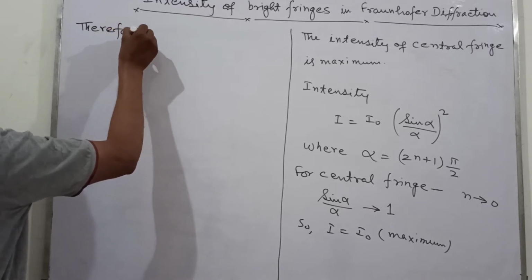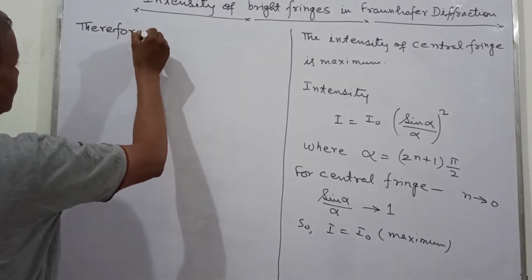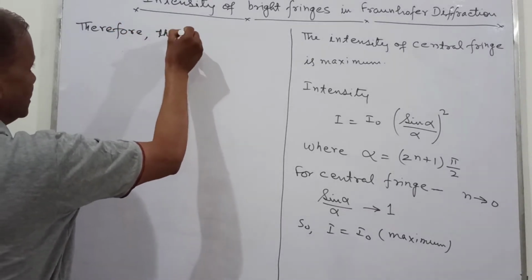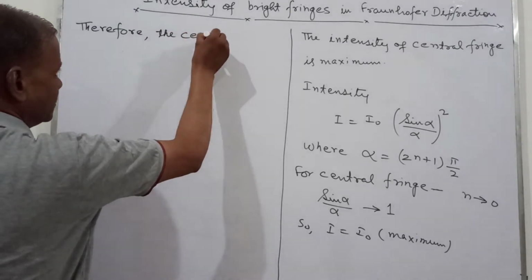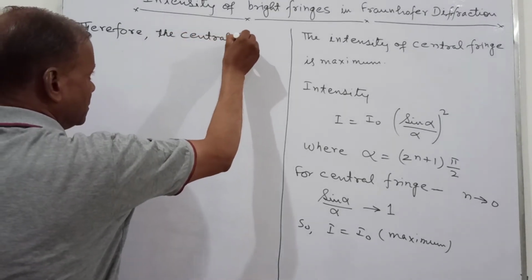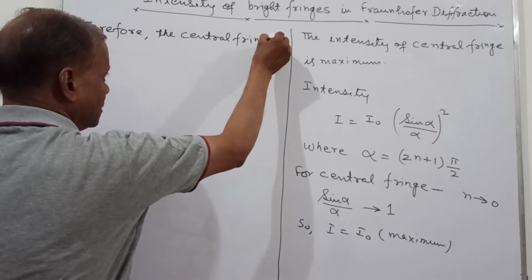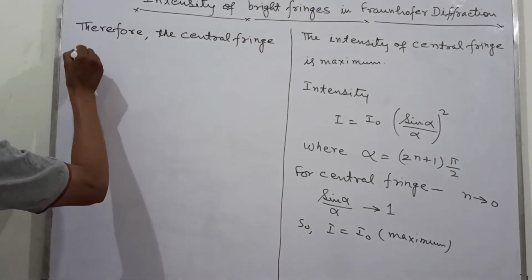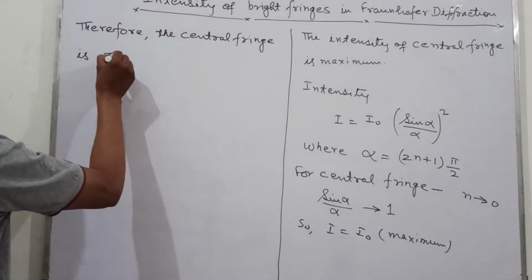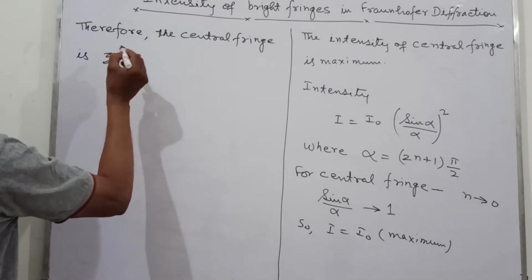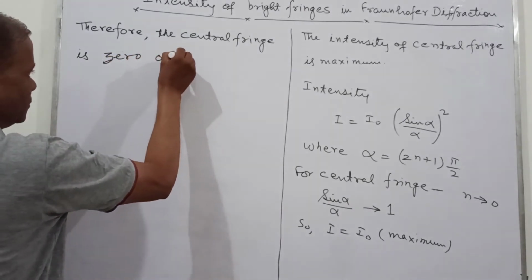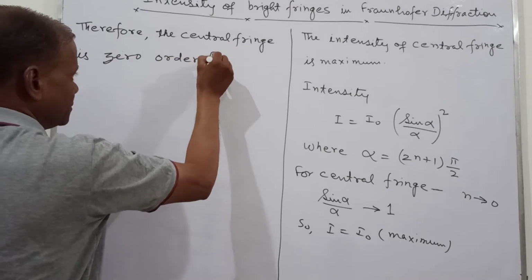Therefore, the central fringe is the zero order fringe.